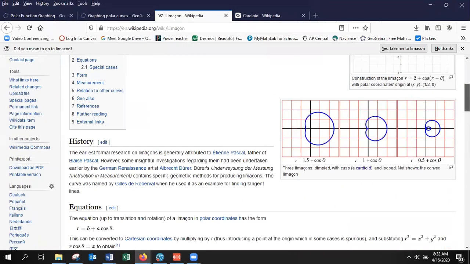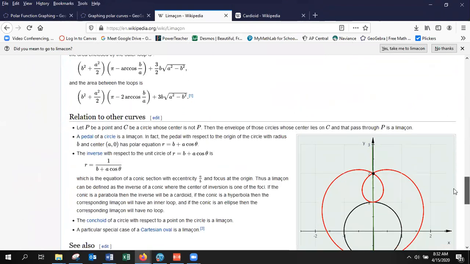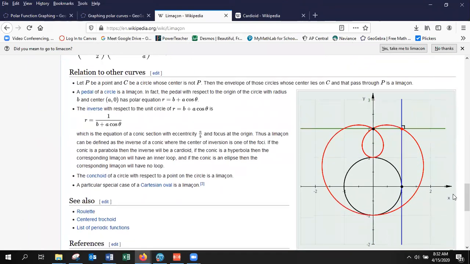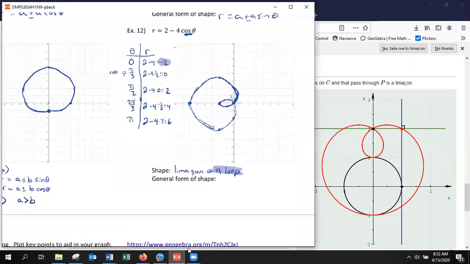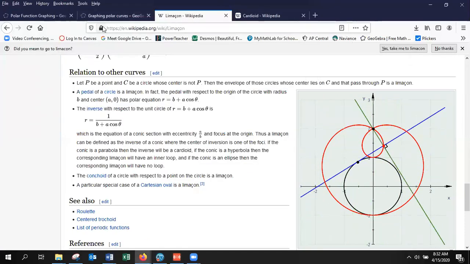Now, here is a visual of where that limacon with the loop actually comes into play. This is something I can look at over and over again just because it's fascinating to look at these tangent lines and what's occurring.